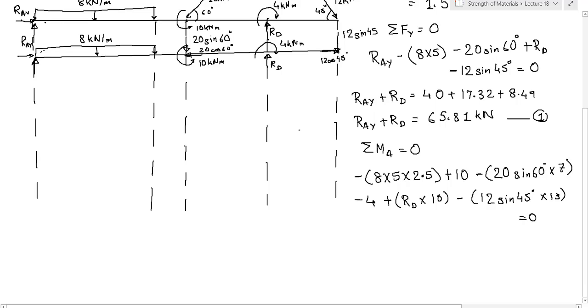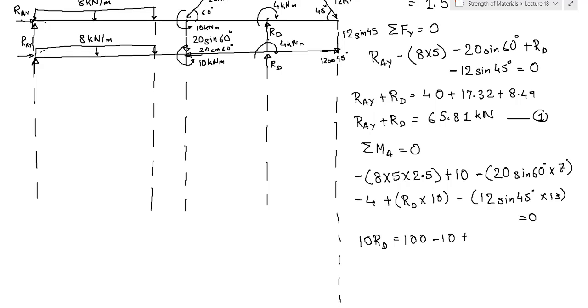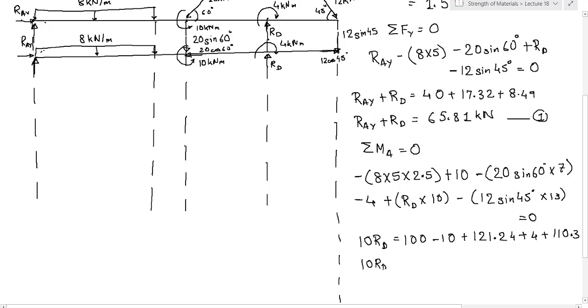Sorry, I have to keep this space free because we have to draw the SFD, BMD, AFD. So it will be 10 RD is equal to 8 into 5 into 2.5, which is 100, minus 10 plus 20 into sine 60 into 7, which is coming out to be 121.24, plus 4 plus 12 into sine 45 into 13, which is coming out to be 110.3, right? So 10 RD comes out to be 100 minus 10 plus 121.24 plus 4 plus 110.3, which is 325.54, right?